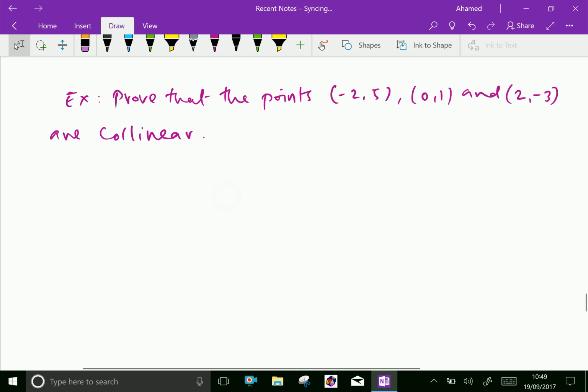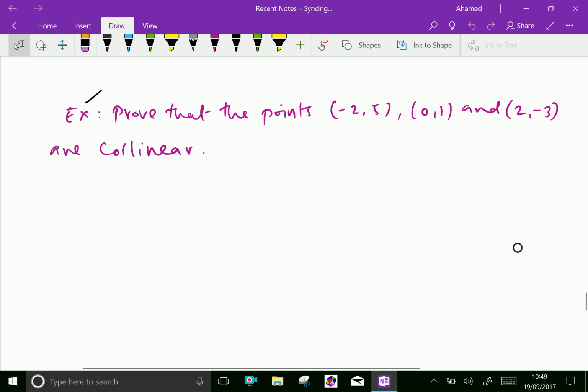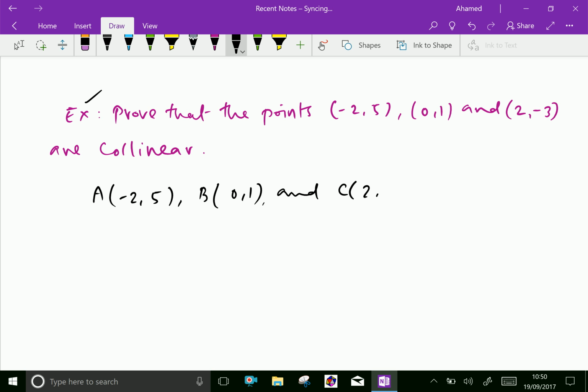One more example. Prove that the points (minus 2, 5), (0, 1) and (2, minus 3) are collinear points. Let the points be A, that is (minus 2, 5), B is (0, 1), and C is (2, minus 3). Let the points be x1, y1, x2, y2, and x3, y3.